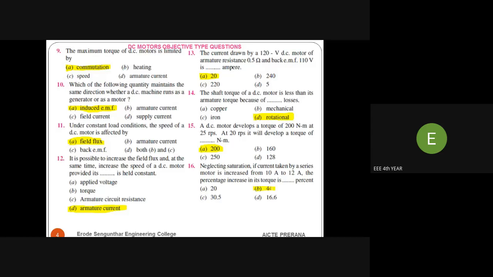In case of DC series motor, if the current value is increased, the torque automatically increases.